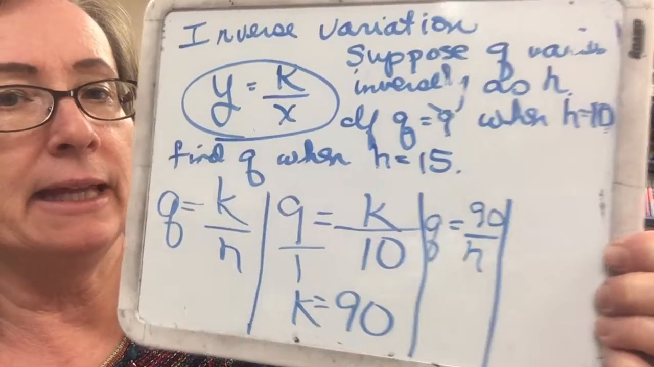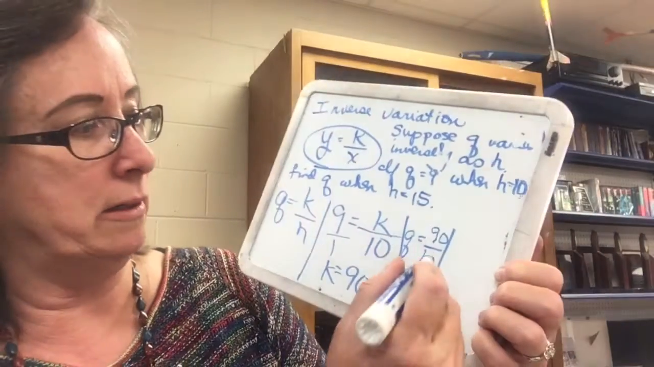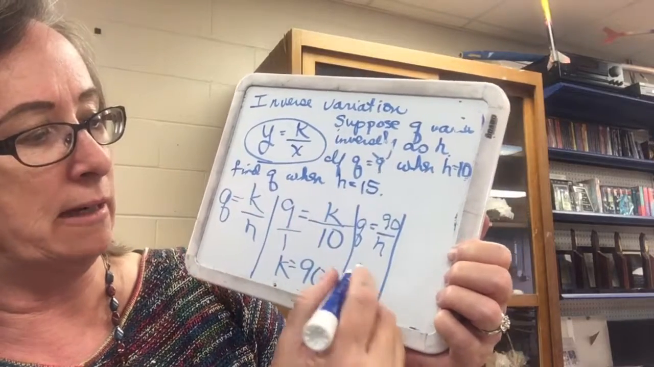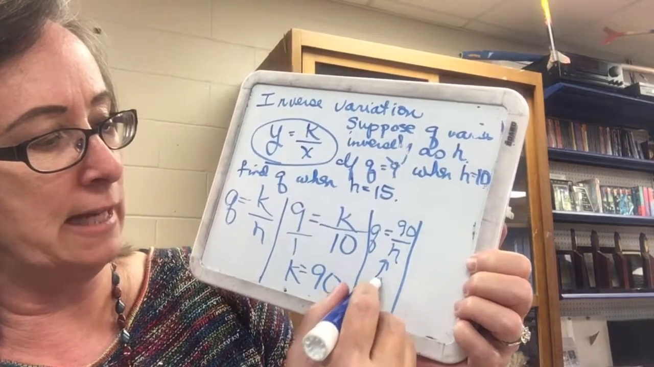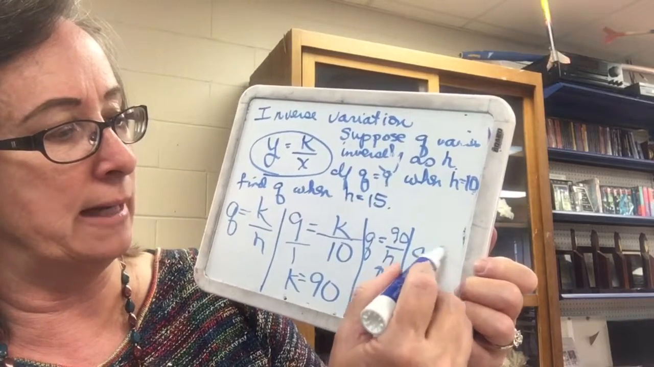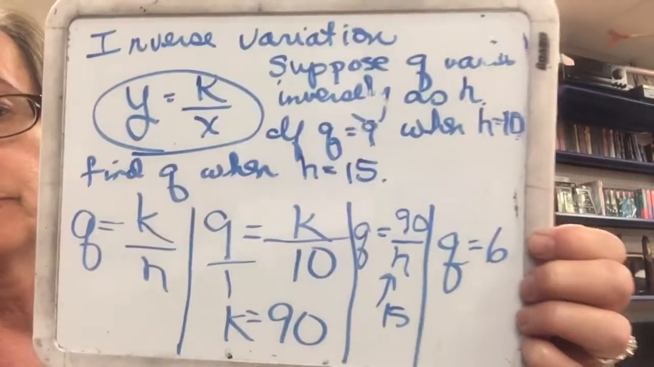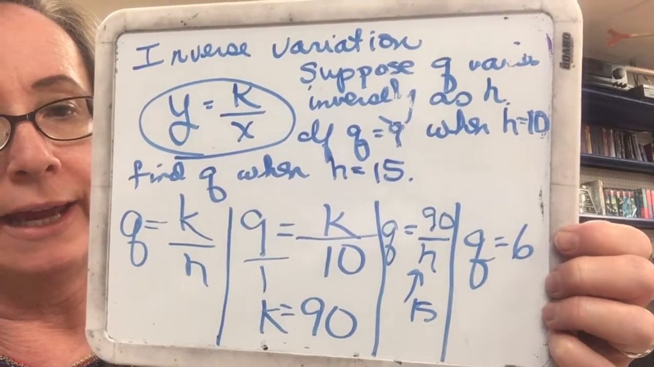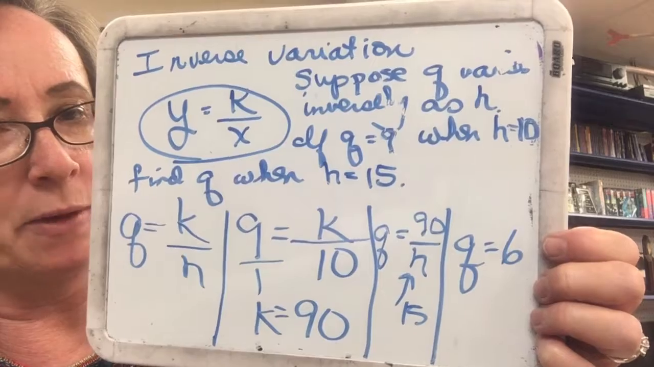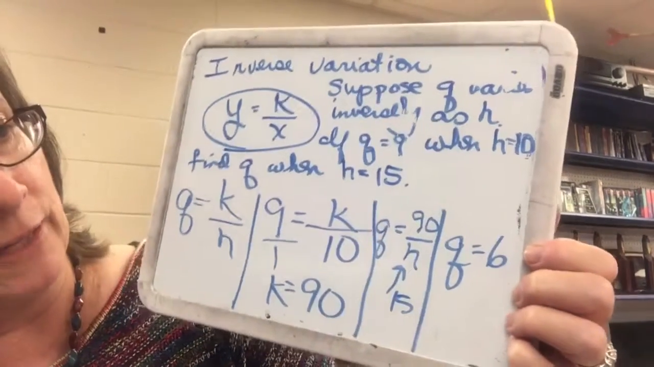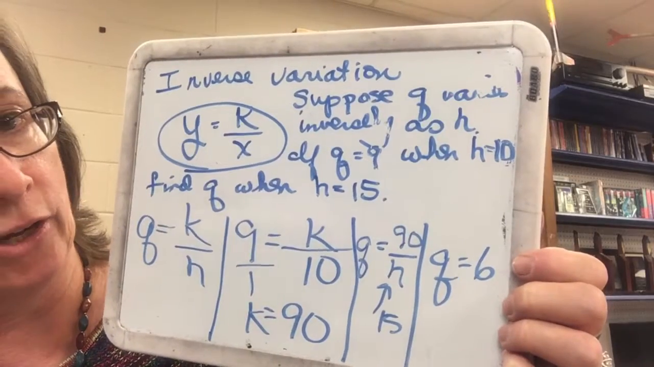Okay, and then the last step here is to then find q when h is 15. So if h is 15, 90 divided by 15 is 6, so q is 6. That was an inverse variation. And we solve it just the same way, but we have the formula here where the variable goes downstairs.